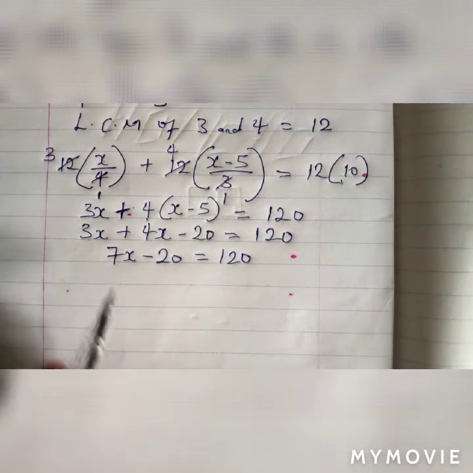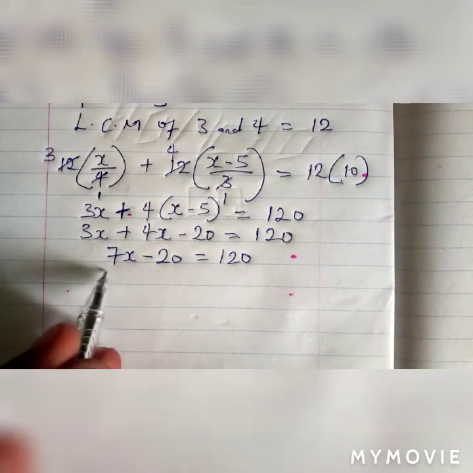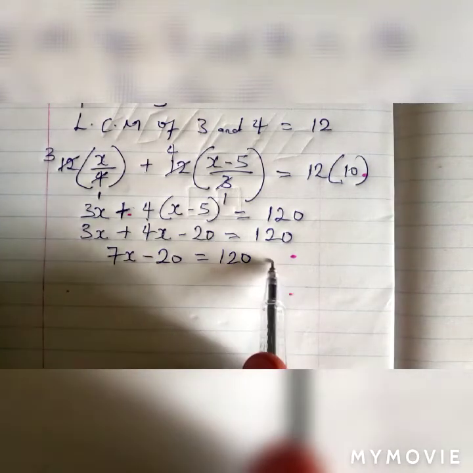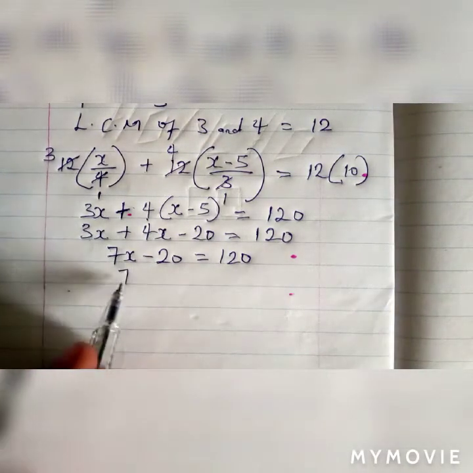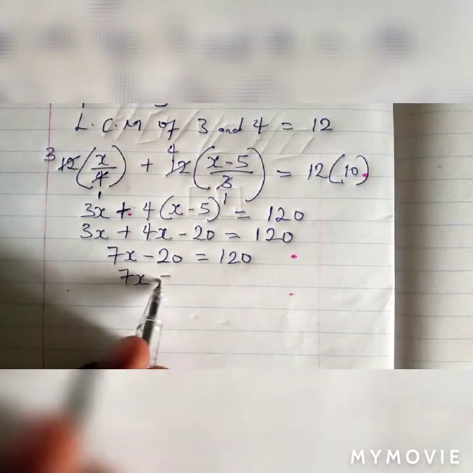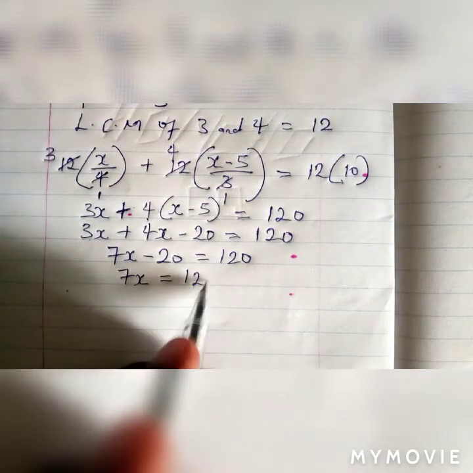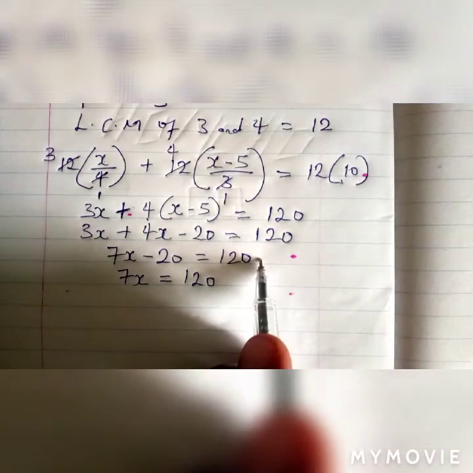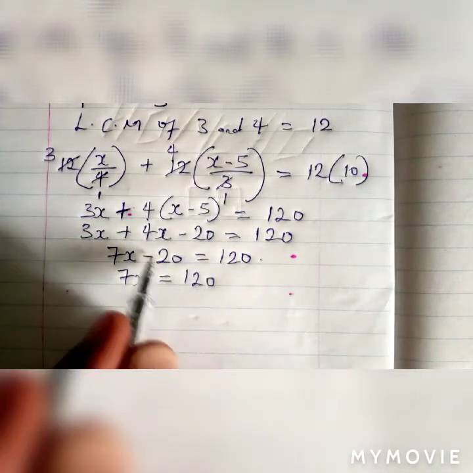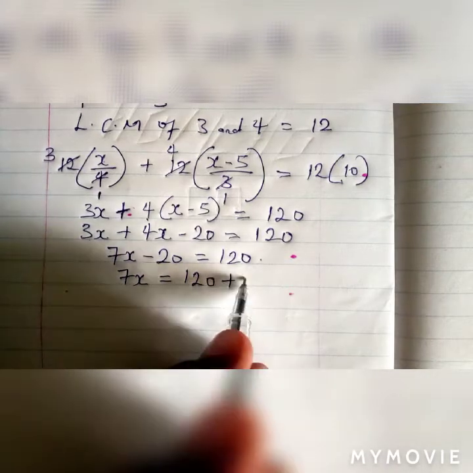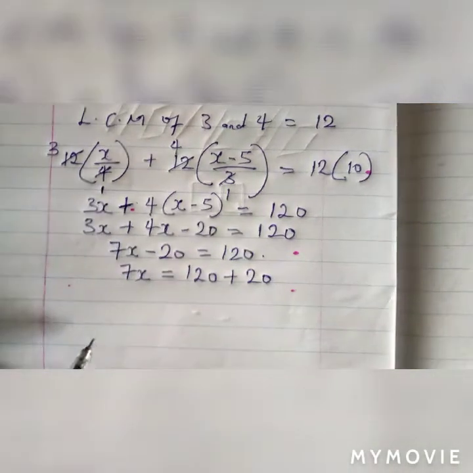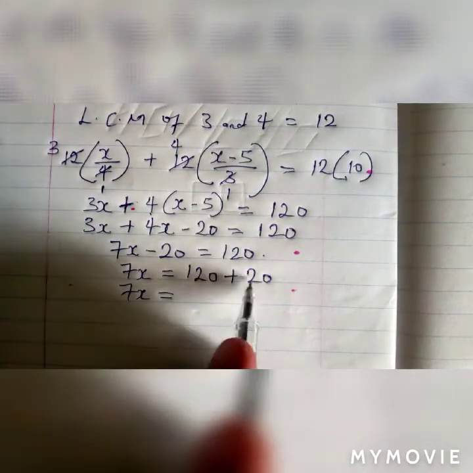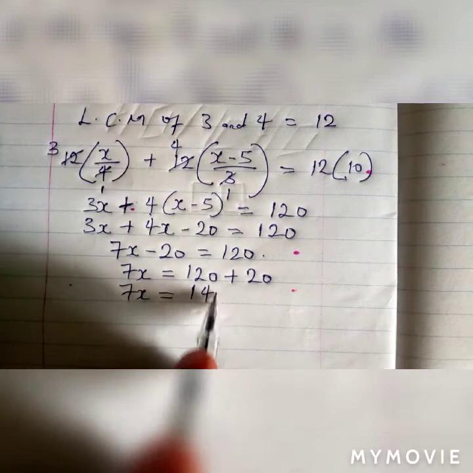Now we collect like terms. We take this negative 20 to the other side of the equation. When the negative 20 goes to meet the 120, the negative changes to plus 20. So we have 7x equals 120 plus 20, which gives us 140.